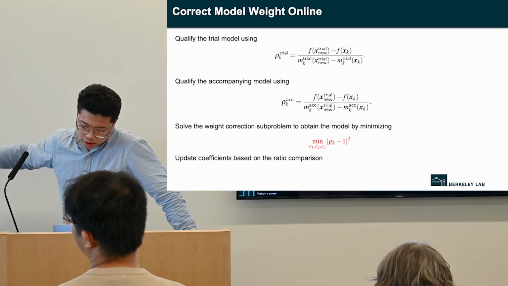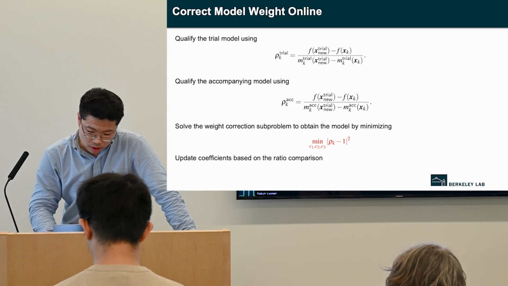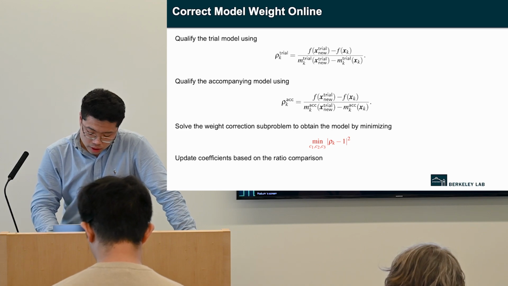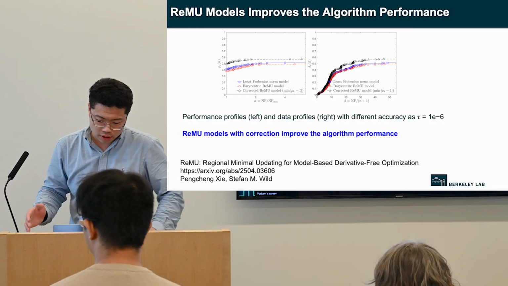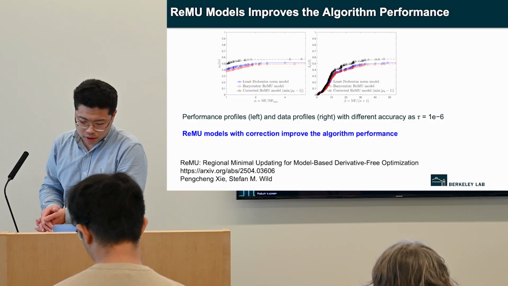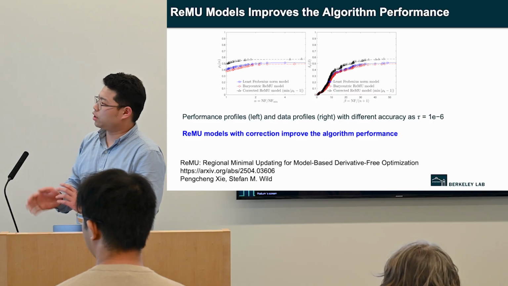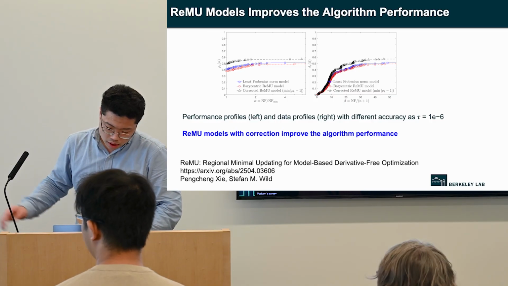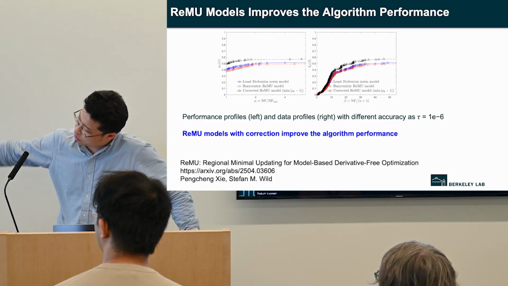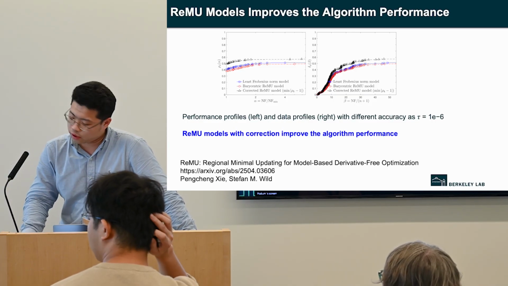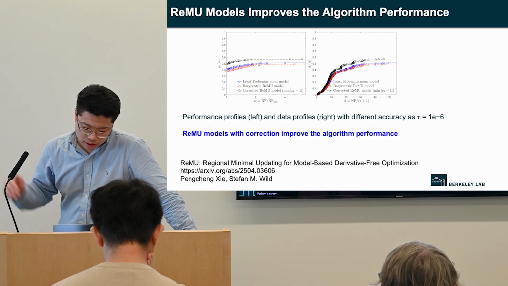Using such an easy mechanism to choose or correct the model, we can find that if we only correct among the different underdetermined quadratic models, we get better performance, which corresponds to the higher curves in the performance profile and data profile, where higher is better.